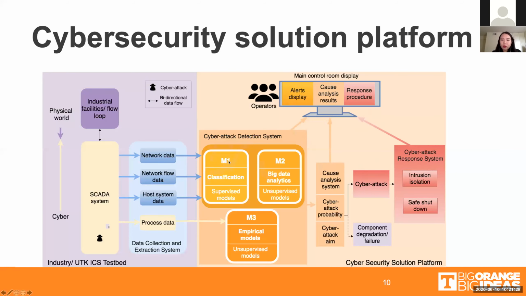Module one is built on a supervised classification model, using selected network and host system data to detect known cyber attacks with historical patterns. This approach is proven to be successful for known attacks, but it is not able to detect cyber attacks with new signatures and unknown attacks. Then we have module two, which applies unsupervised algorithms to the network flow data to detect new exploits that are not included in the attack database in module one.